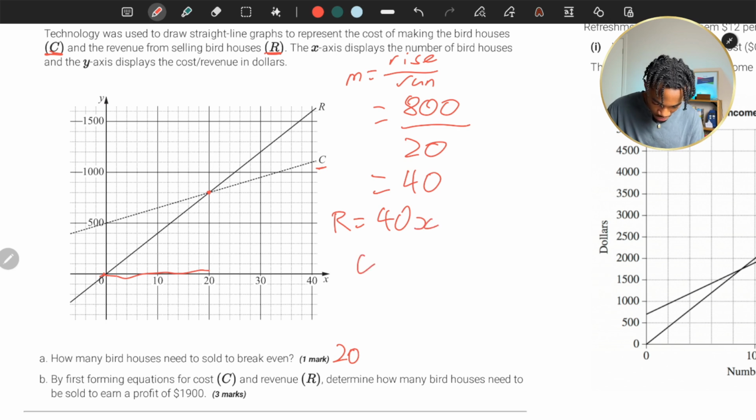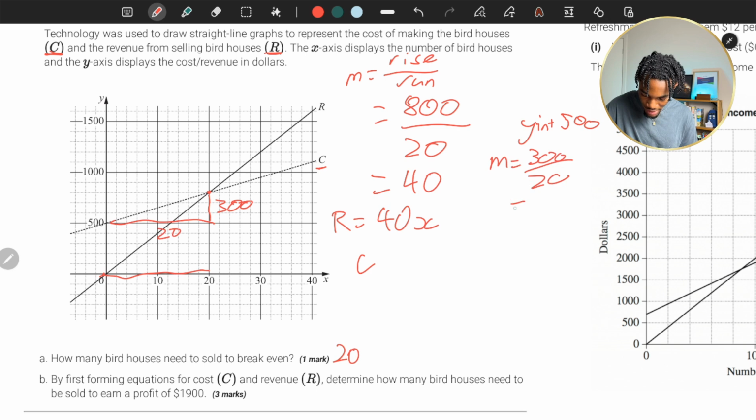Cost is going to be different. The y-intercept is 500. Our gradient is going to be, goes up by 300, goes across 20. So m equals 300 over 20, and that equals 15. So cost is equal to 15x plus 500.